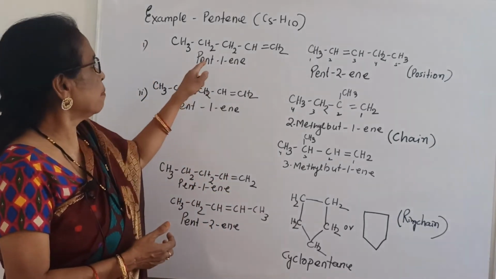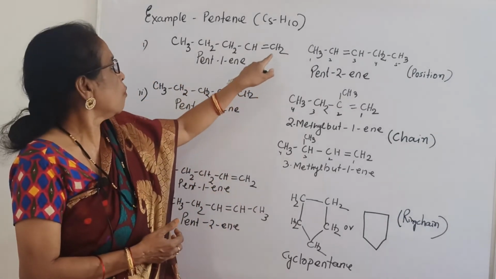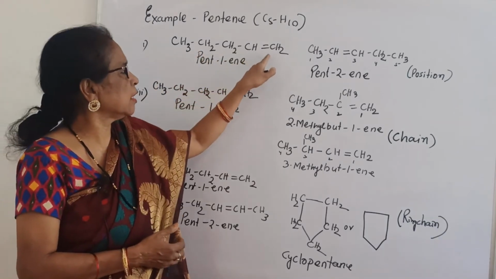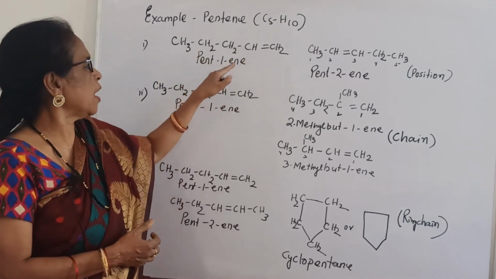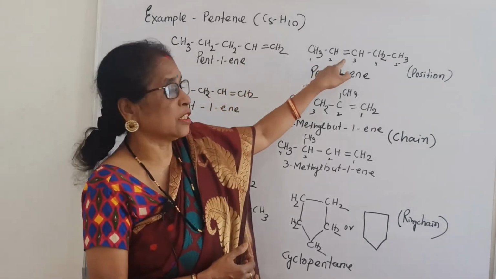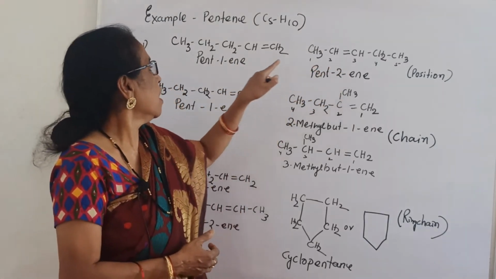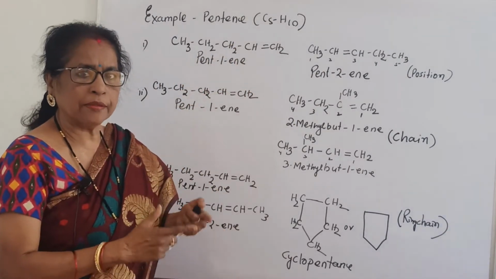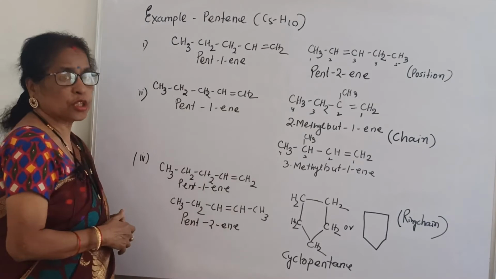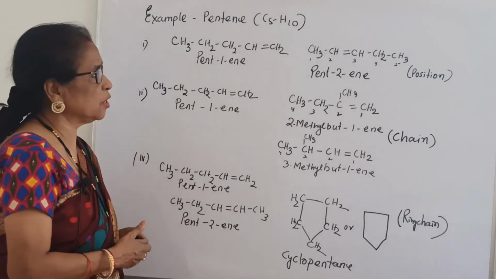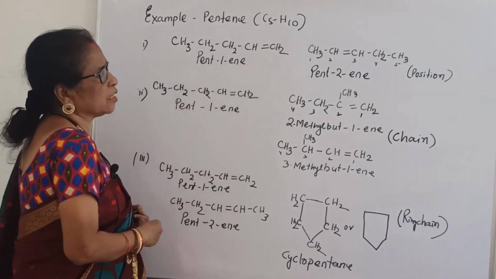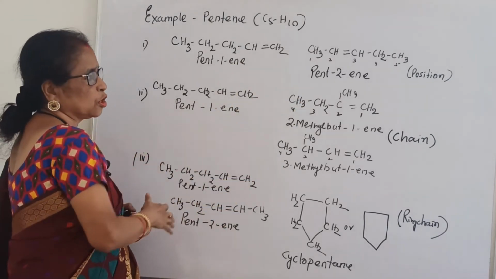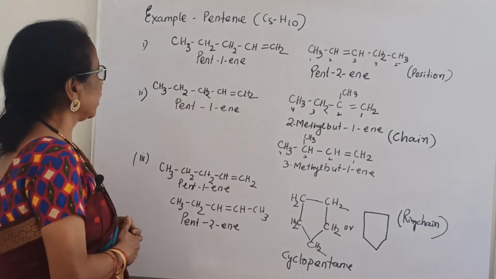Now you can see pent-1-ene, 1, 2, 3, 4, 5. That means after 1 there is a double bond, so pent-1-ene. After 2 there is a double bond, so pent-2-ene. Here you count C5H10, here also C5H10, and that is called position isomerism. Why position isomerism? Because the double bond is after 1 in one and after 2 in the other, the position is different, so it is called position isomerism of pentene.